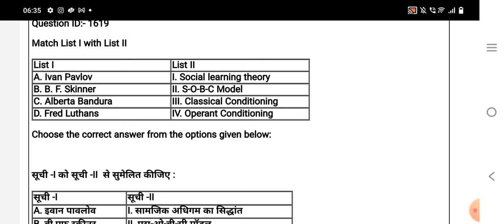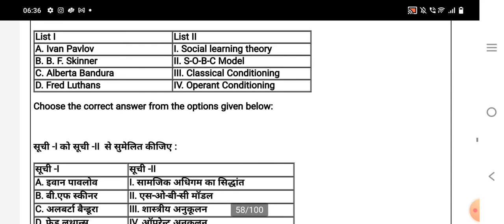Again match the following आया है. So Ivan Pavlov. So Ivan Pavlov किस थ्योरी से रिलेटेड है? He is related to classical conditioning theory. B.F. Skinner is related to operant conditioning theory. Albert Bandura is related to social learning theory. Fred Luthans is related to SOBC model. So ये सारी थ्योरीज बहुत इम्पॉर्टेंट है क्योंकि प्रीवियस ईयर में इन सब थ्योरीज से काफ़ी क्वेश्चंस बने हैं और मैं ट्राई करूँगी कि मैं इन सारी थ्योरीज पे एक सेपरेट वीडियो बनाऊँ आप लोगों के लिए, बिकॉज दीज थ्योरीज आर वेरी इम्पॉर्टेंट.